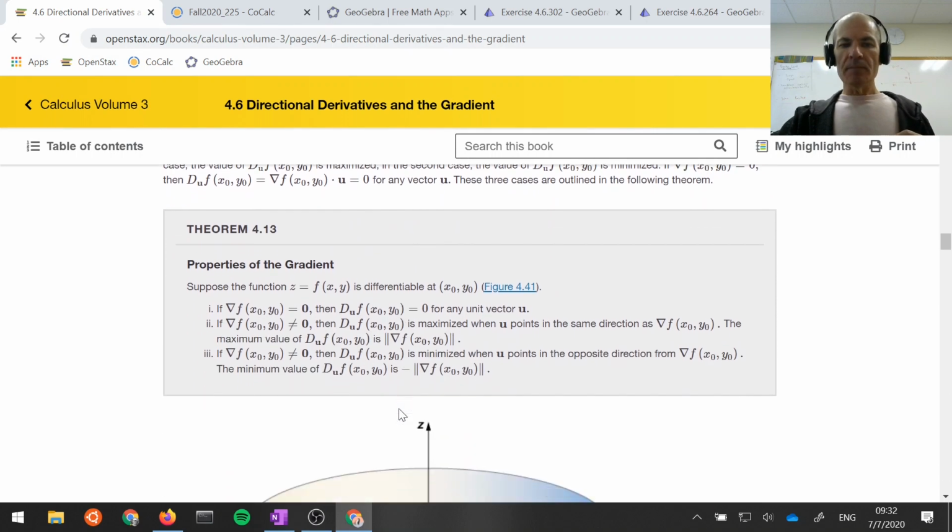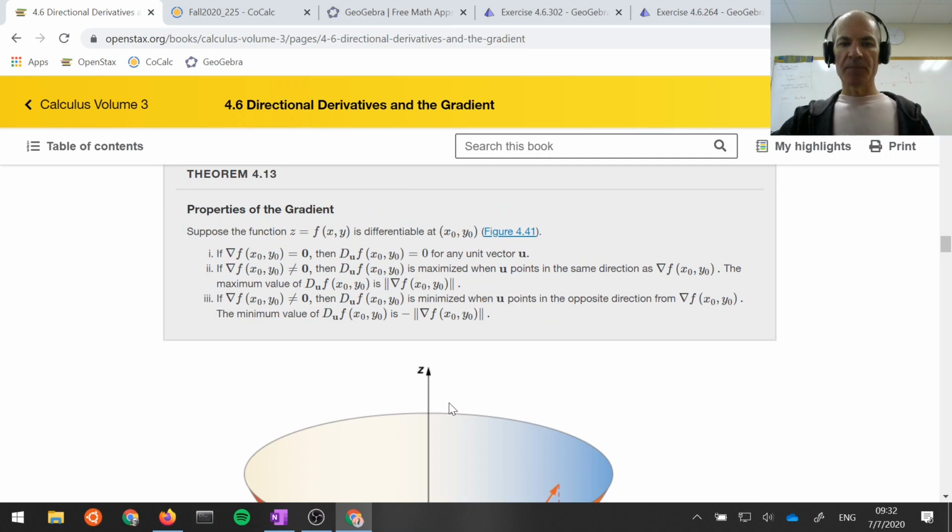Carrying on, the gradient has many wonderful properties. For example, if the gradient is 0, then the directional derivative will be 0 in all directions. That'll be useful for us when we're optimizing functions, finding maxima and minima in the next section. And other properties, for example, if the gradient is not equal to 0, then the directional derivative is maximized when u points in the same direction as the gradient. This is a really powerful idea, and it's minimized when it points in the opposite direction.